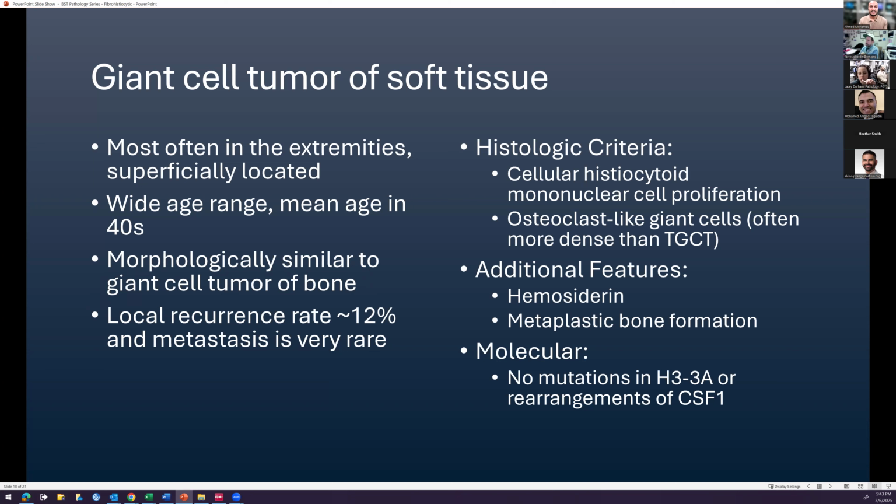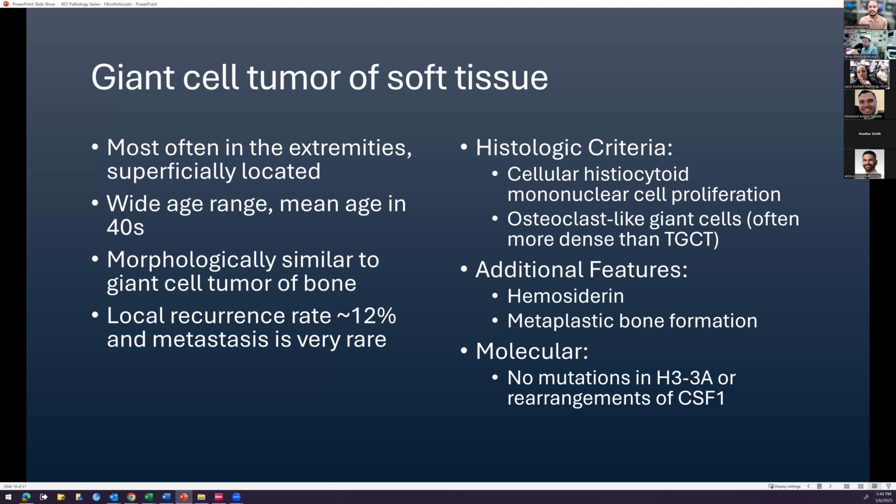So here's your histological criteria. It's a cellular histiocytoid mononuclear cell proliferation with very dense osteoclast-like giant cells that tend to be much more dense than TGCT. Okay, you can get a lot of additional features. Giant cell tumors in general, giant cell tumors of bone and soft tissue, can look very strange at times. You can see necrosis occasionally. You'll see a lot of mitotic activity sometimes. Hemosiderin, lipid-laden macrophages, hemorrhage, cystic change, metaplastic bone formation, tumor cell spindling. So they can get really funky.